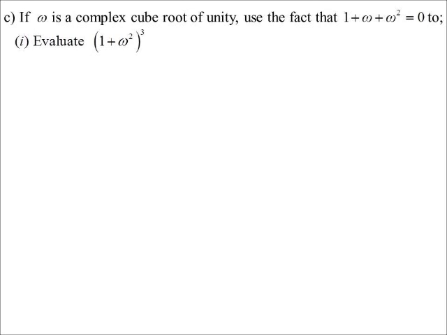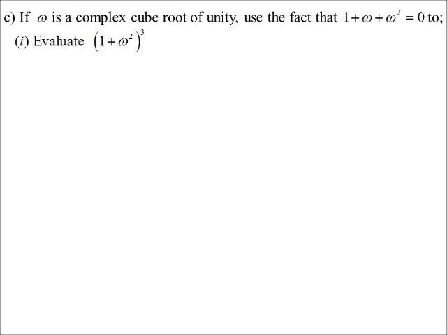If omega is a complex cube root of unity, so this time it's a solution to z cubed is equal to 1, use the fact that 1 plus omega plus omega squared is equal to 0. So we don't have to prove it this time. They've given it to us that the sum of the roots is equal to 0. We're going to evaluate 1 plus omega squared, all cubed.